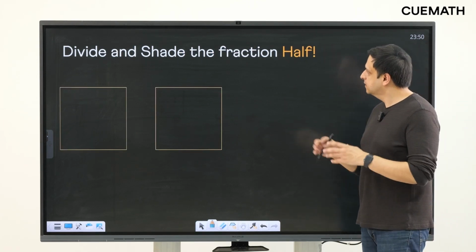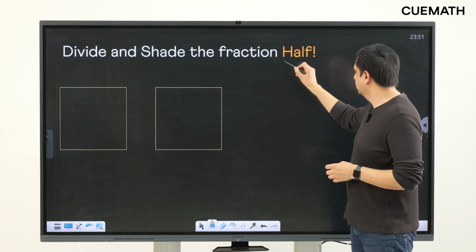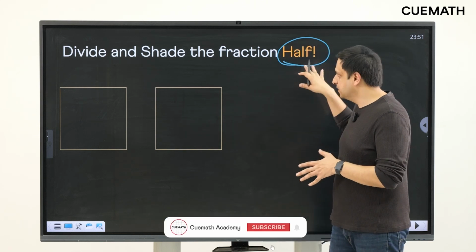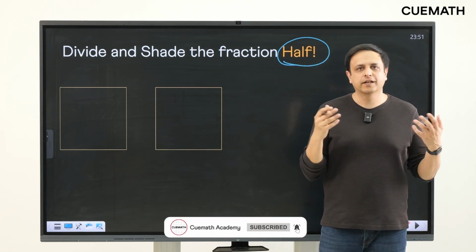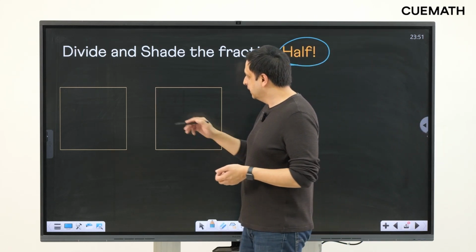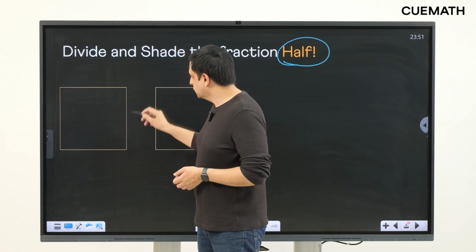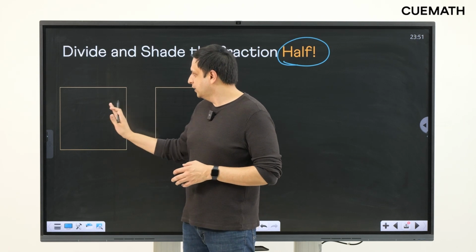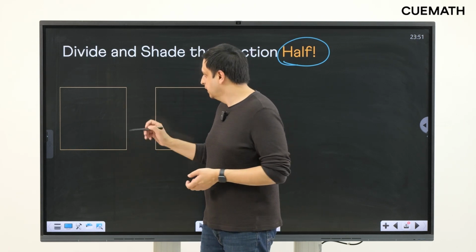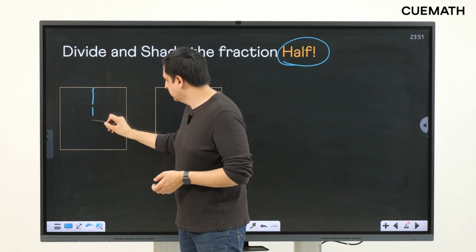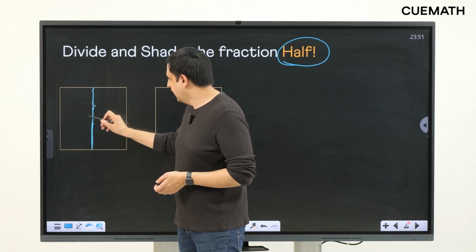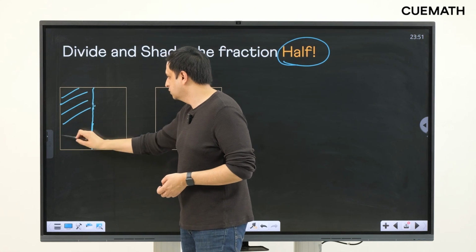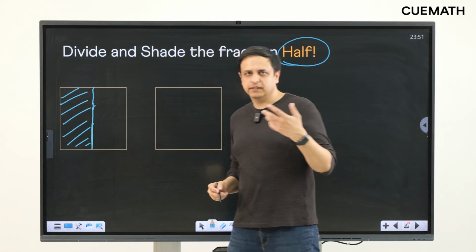Now the question here says divide and shade the fraction half. Okay, so we are given two squares and it's asking us to represent or shade the fraction half in two different ways. So let's do that. In the first case, this square is my whole. This is what I'm considering the whole. So I need to shade half of the whole. So I can maybe draw a line through the middle here like this, and then I have divided the square into two equal parts, and now I can simply shade one of those two equal parts, and that is the unit fraction half.